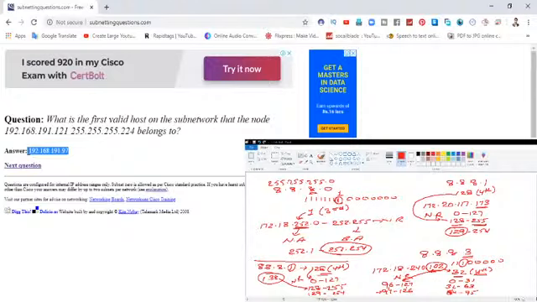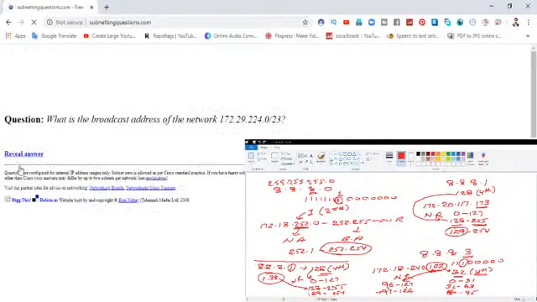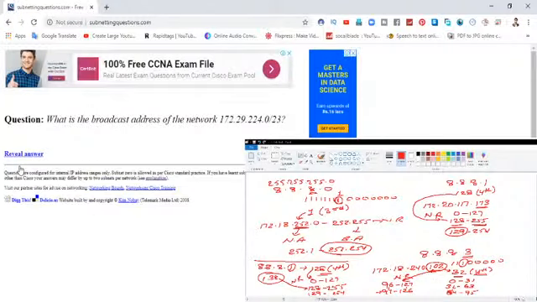Next question, and the third last question of today's session. After that I will try 2 or 3 more questions and then I will finish this session. What is the broadcast address? The answer would be 172.29.225.255. 225.255 is the answer. Make sure it's correct, right?